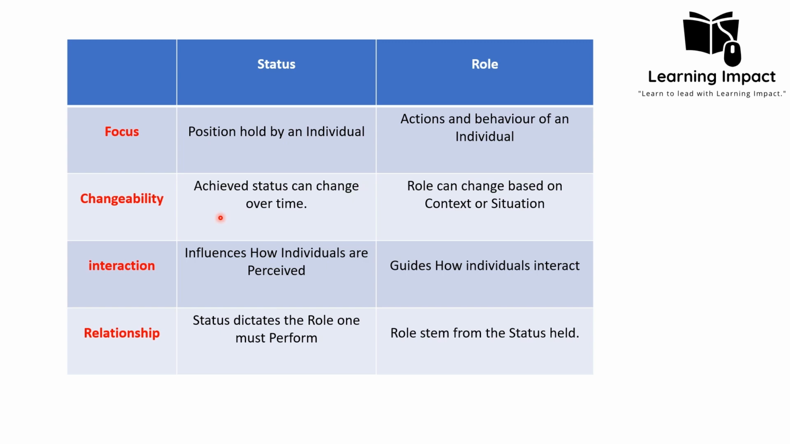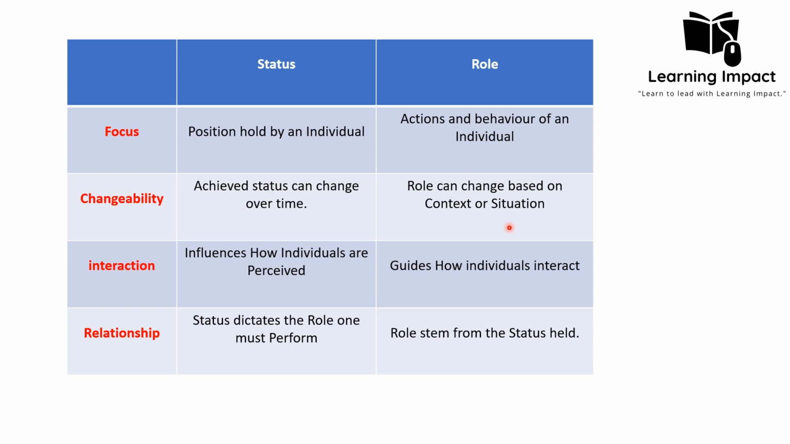Changeability. Achieved status can change over time, as I said that ascribed status is permanent, it cannot be changed, but the achieved status can change over time, while role can change based on content, context or situation. So role is not permanent. Any kind of role can be changed. For example, if someone changes their status, the role can be changed.